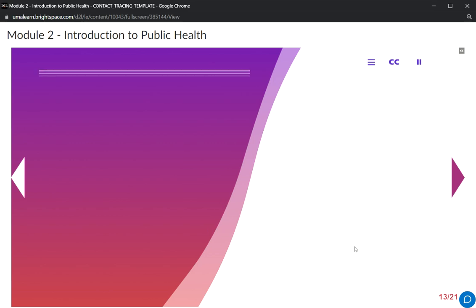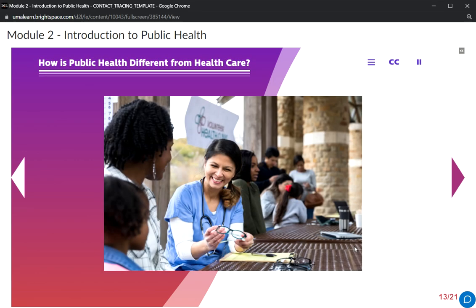It's now time to take a look at how public health differs from healthcare. You'll also be introduced to a few examples of public health in action. So, how does public health differ from healthcare?